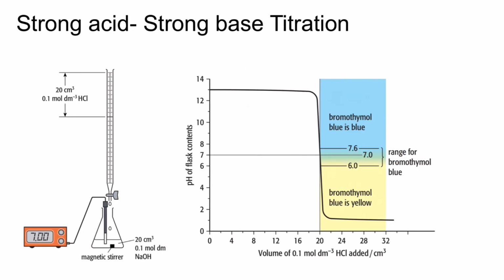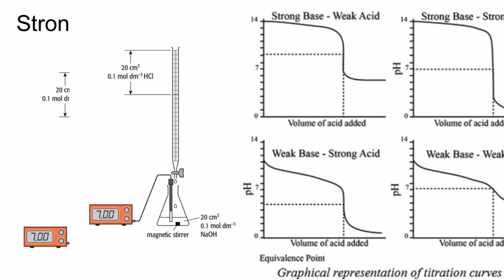For example, if we draw a strong acid, strong base titration graph, there is a sharp fall in the graph line between pH 10.5 and pH 3.5. The midpoint of the steep slope is at pH 7. Bromothymol blue indicator changes color within the endpoint of titration, so it is an appropriate indicator.